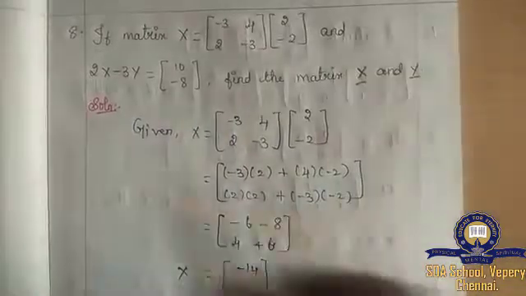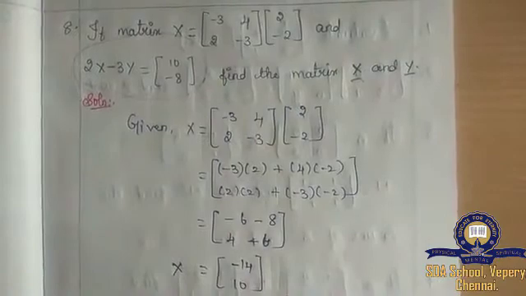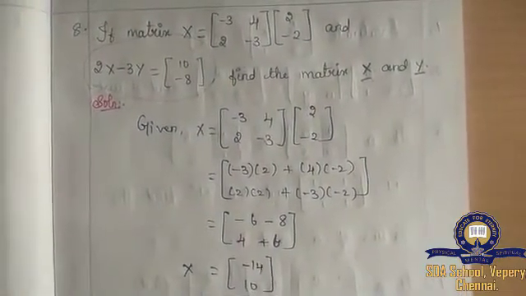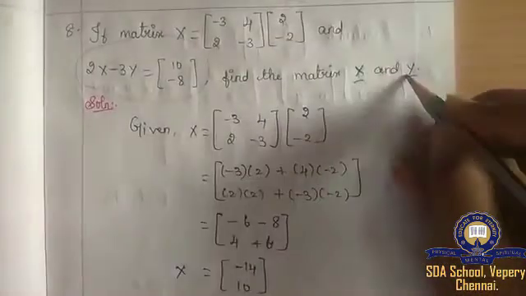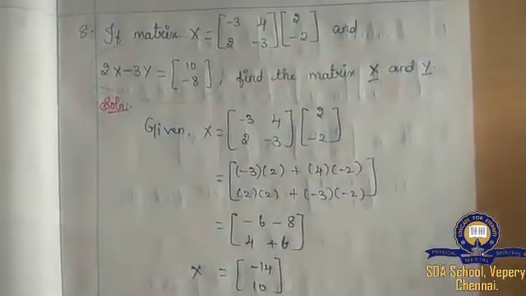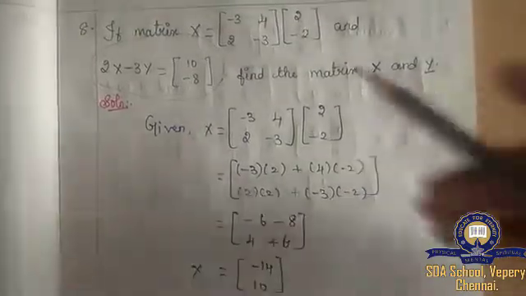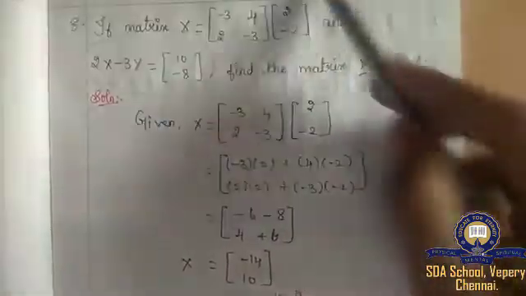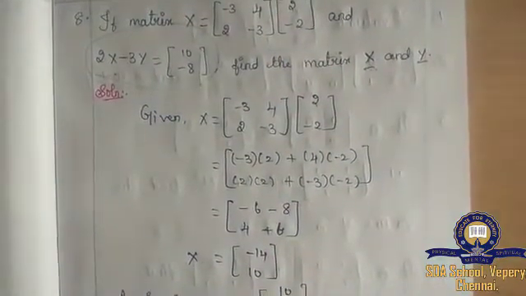Now what do I have to do? Here I have one condition, right? 2x minus 3y is equal to 10 minus 8. So if you want to find the matrices X and Y, what do we have to do? Already matrix X is given. We just want to find matrix Y alone. What do you have to do? So can I substitute the value of X in this condition to get the Y value? That is what I am going to do now.